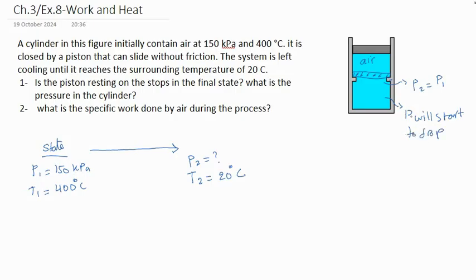So one key piece of information that can tell us whether the piston has hit the stops or not is the pressure. If we find that the pressure is below 150 kilopascal, then we know for sure that we have hit the stops.